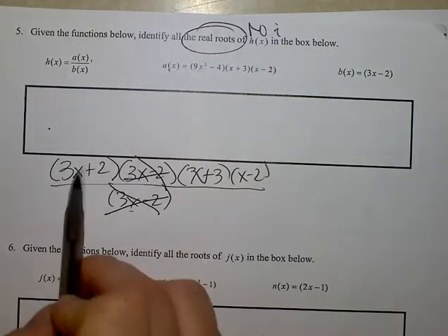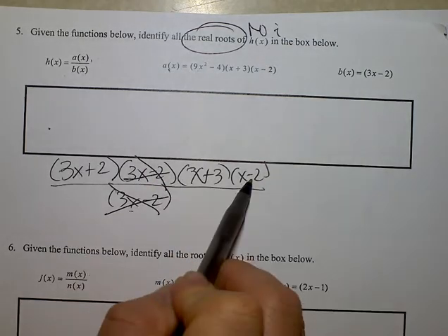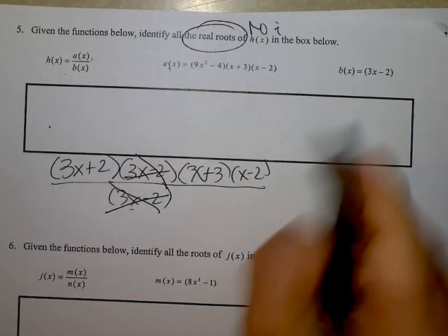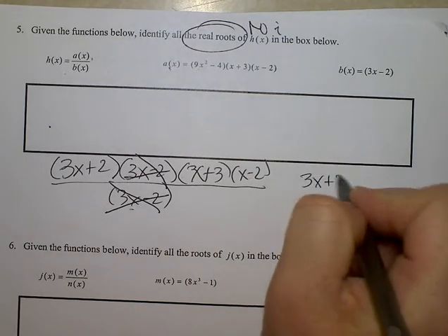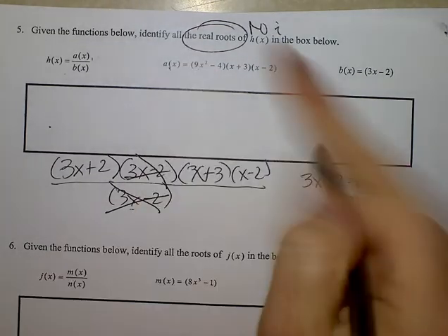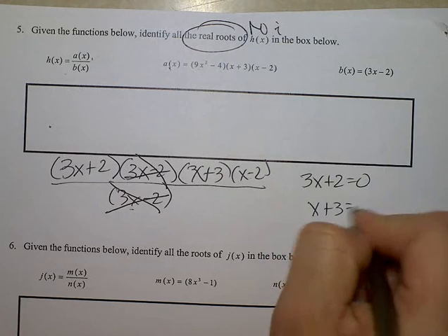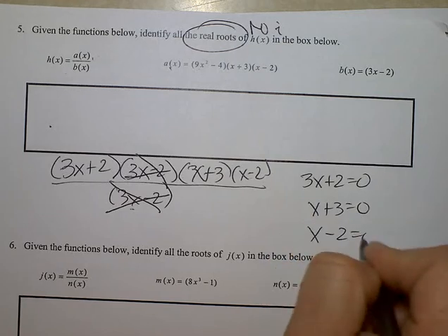And now I have 3 factors left, or 3 parentheses left. So those 3 parentheses, you're going to set each one of them equal to 0 to find the real roots. So set them equal to 0, and whether you do the math in your head or you show your work is up to you.